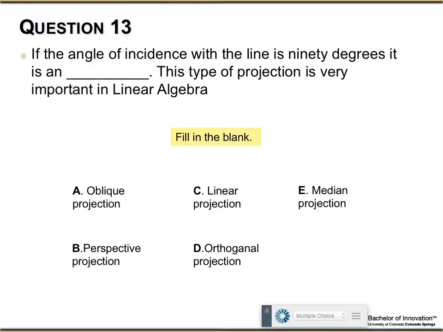Oops, it's already going. I messed that up. We're going to throw that one away. Start it over again. So fill in the blank. If the angle of incidence of the line is 90 degrees, it is a blank projection.